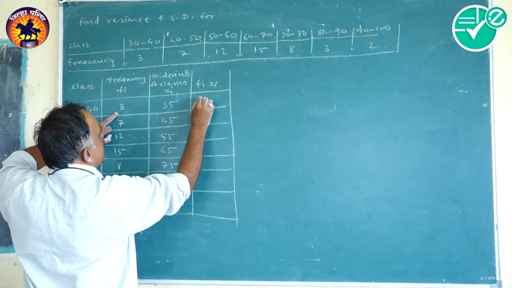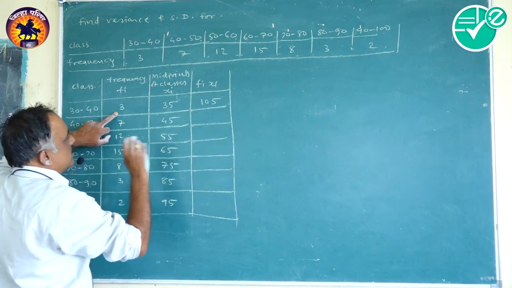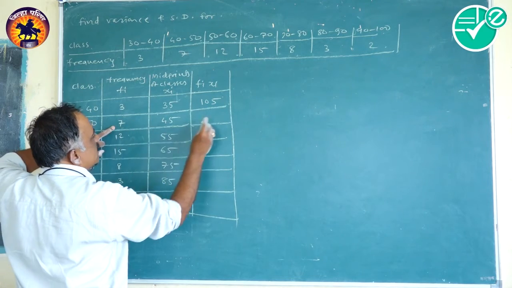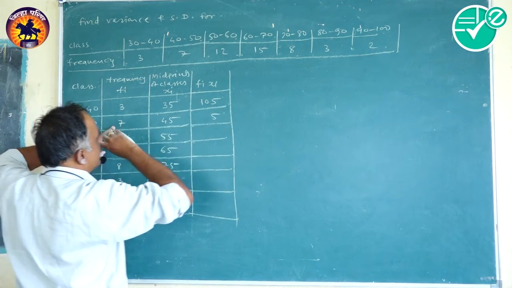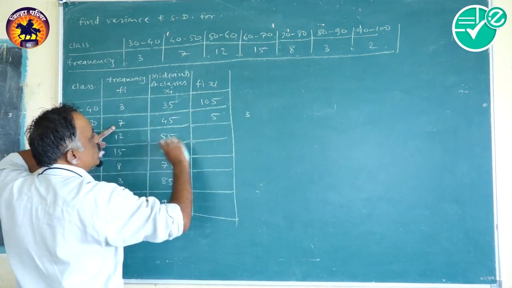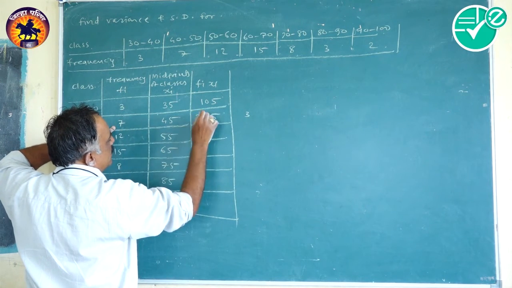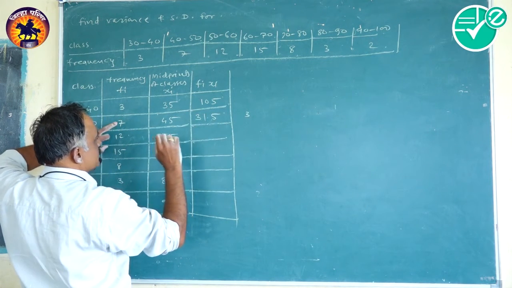35 into 3, 105. 45 and 7. 7 into 5, 35. Carry 3. 7 into 4, 28. 28 plus 3, 31.